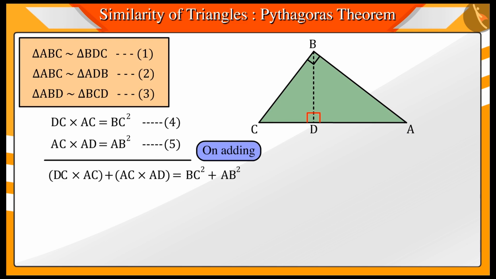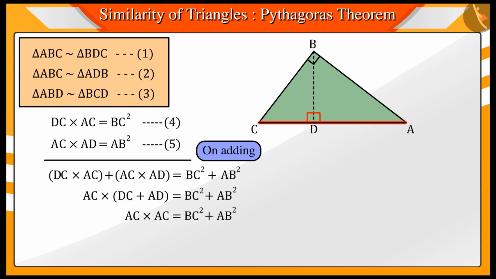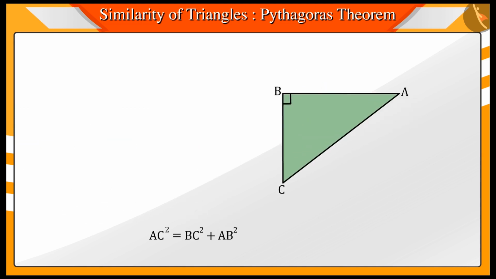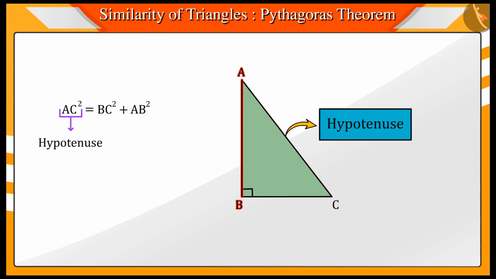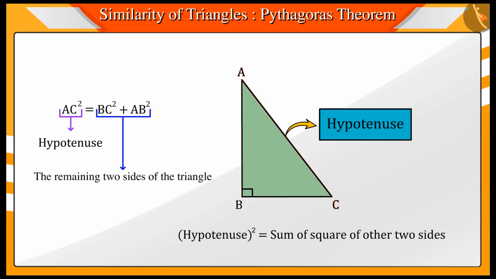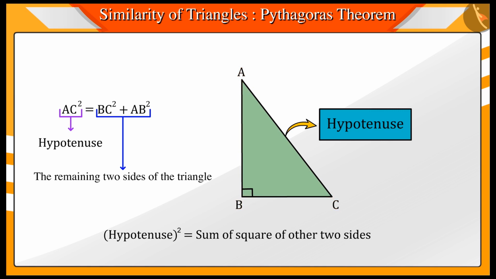You can see that we get a common factor AC here, which we can write like this. Now if we add sides DC and AD, we get side AC. On further solving, we get AC square equal to BC square plus AB square, where AC is hypotenuse of triangle ABC and also AB and BC are the remaining two sides of triangle. Thus, we can say that in a right-angled triangle, the square of the hypotenuse is equal to the sum of the squares of the remaining two sides, which proves the Pythagoras theorem.